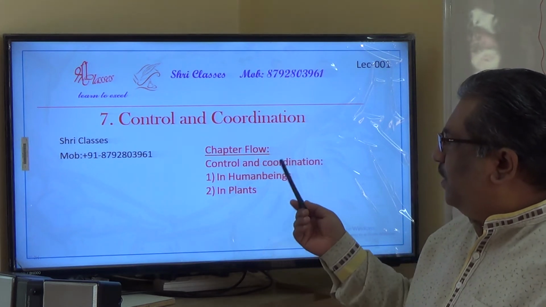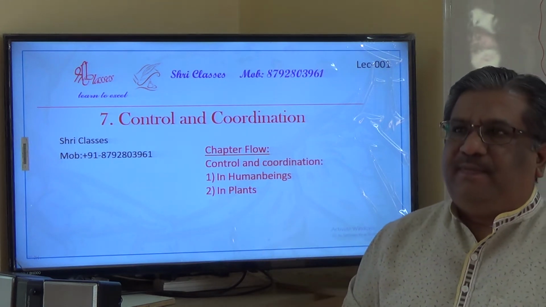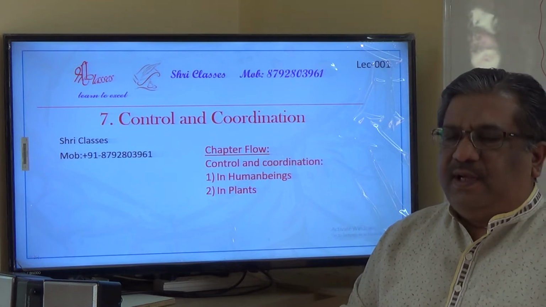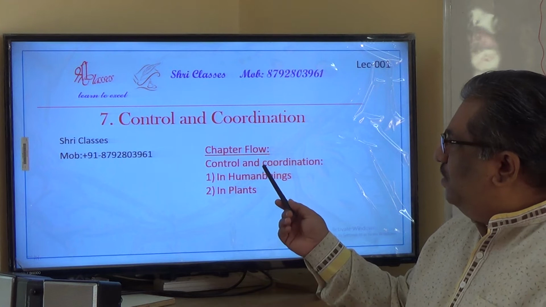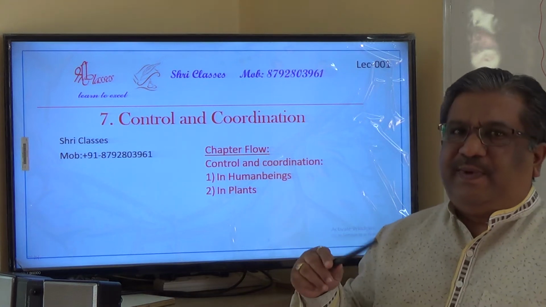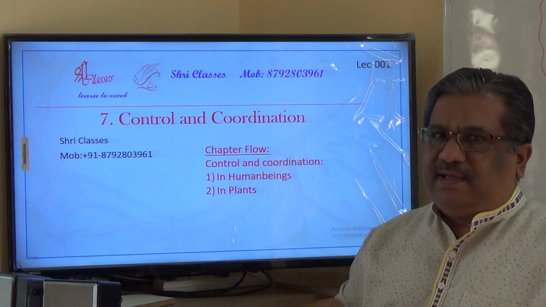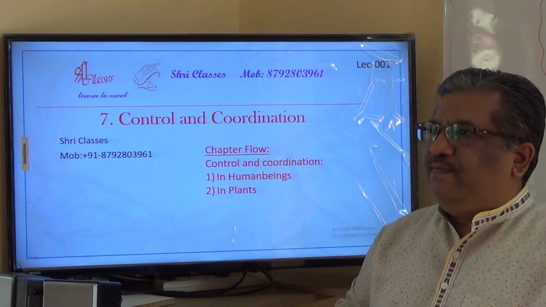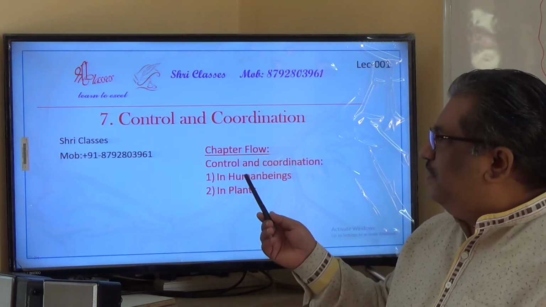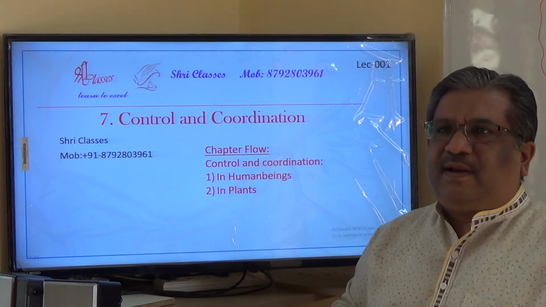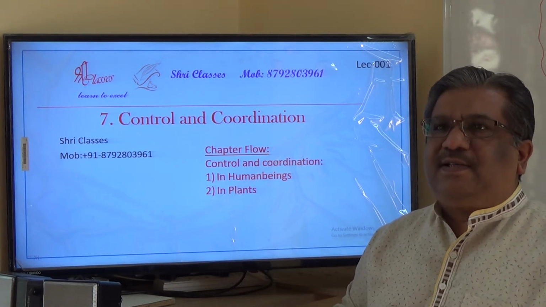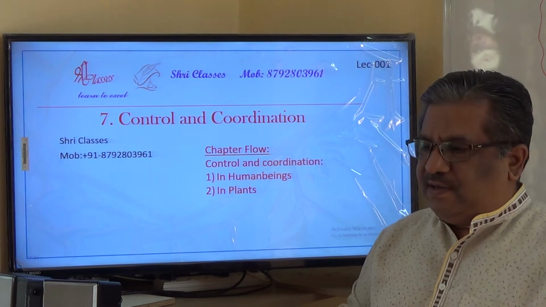First of all, what do you understand by control and coordination? In your textbook, the control and coordination has been explained with some examples in the beginning of the chapter. So let us see some photographs and see whether we can interpret what exactly is the meaning of control and coordination.